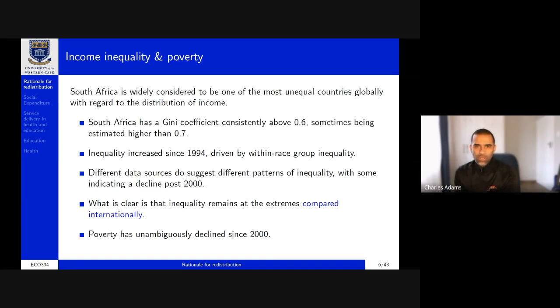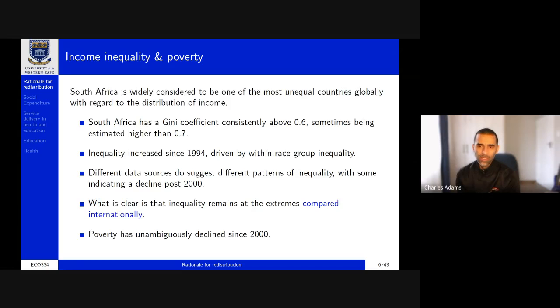Income inequality and poverty. One of the rationales for redistribution is to address the issues of inequality and poverty. South Africa is considered to be one of the most unequal countries internationally. If you look at the Gini coefficient, ours is typically measured somewhere between 0.6 and 0.7.